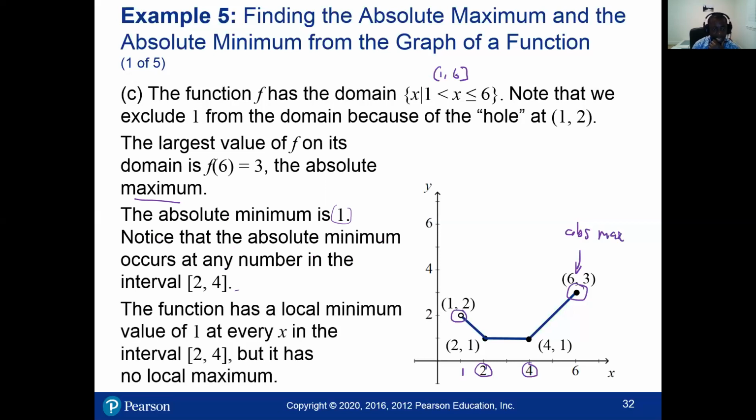All right. Does it have the locals? The function has a local minimum value at 1. It also has a local minimum because within the interval, this is the smallest value of the function. But it has no local maximum. So no local maximum value. But it has a local minimum at x equal to 2 or x equal to 4.